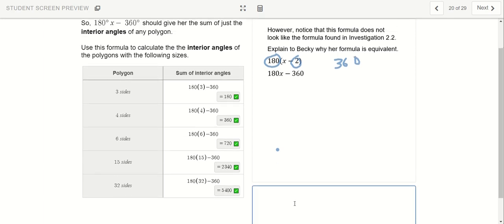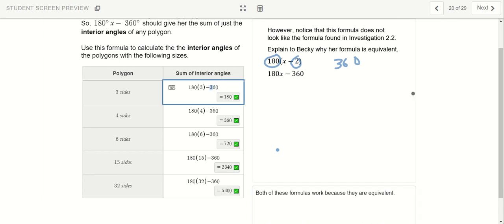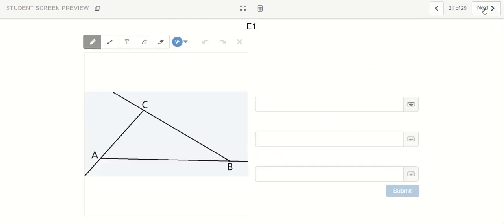So both of these formulas work because they are equivalent. Okay. Again, if I multiply 180 times negative 2, do you see how I get the negative 360 down here? So it turns out these equations are the same. One's just figuring out how many triangles we can make. This one is subtracting the outside circle.